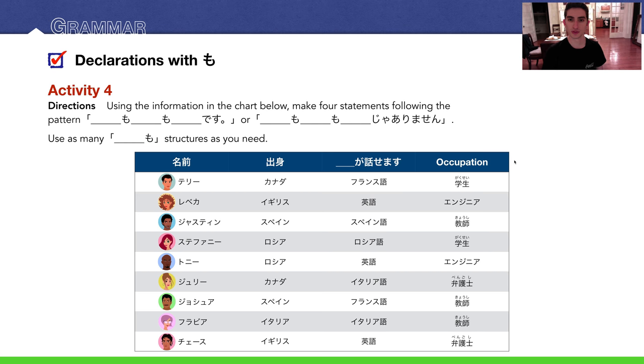I'm going to make some statements. Teddy! Let's see. Teddy も, I'm going to use the 出身, カナダ出身. So Teddy も, Judy も, カナダ出身です。Or カナダから来ました。Our second statement, let's use the language, English for Rebecca. So, Rebecca も、Tony も、Chase も、英語が話せます。So, Rebecca, Tony, and Chase, all of them speak English.